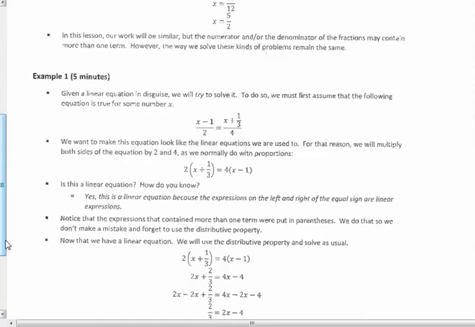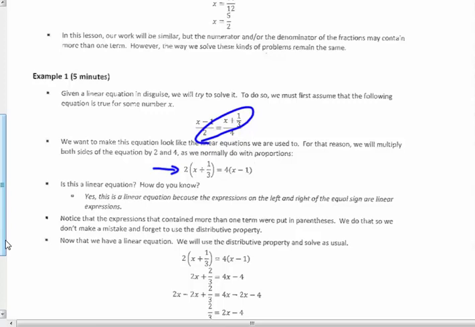To do this, we must first assume that the following equation is true for some number x. So, the equation (x minus 1) all over 2 equals (x plus 1/3) all over 4. We want to make this equation look like the linear equations that we're used to, having distributive property in them, having an x on both sides. So for that reason, they're going to cross multiply. They're doing the product of the means equaling the product of the extremes. So it ends up looking like 2 times the quantity x plus 3, when you cross multiply here.